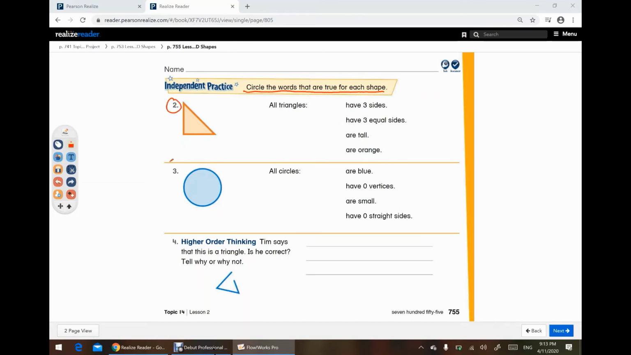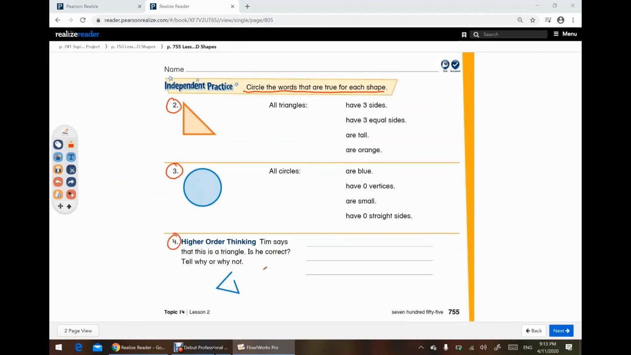Now, number 3, this is a circle, right? Now, circles. All circles are blue. They all have 0 vertices. Are they all small? Or they have 0 straight sides? Now, which is the correct one? You have to circle it over here.